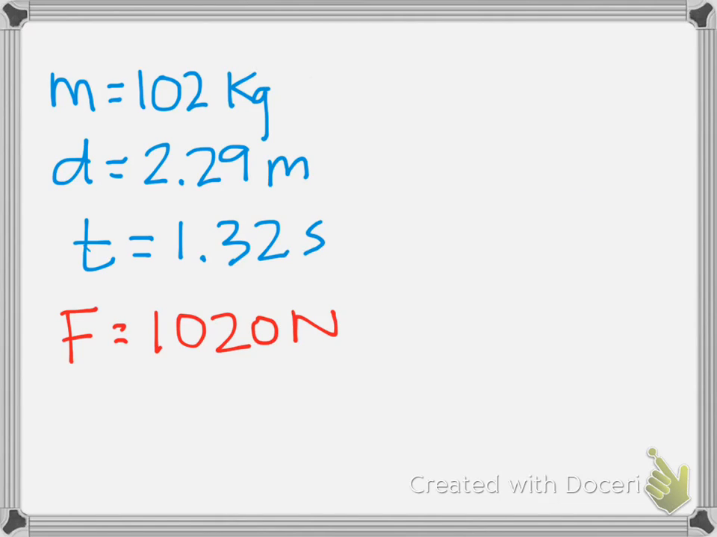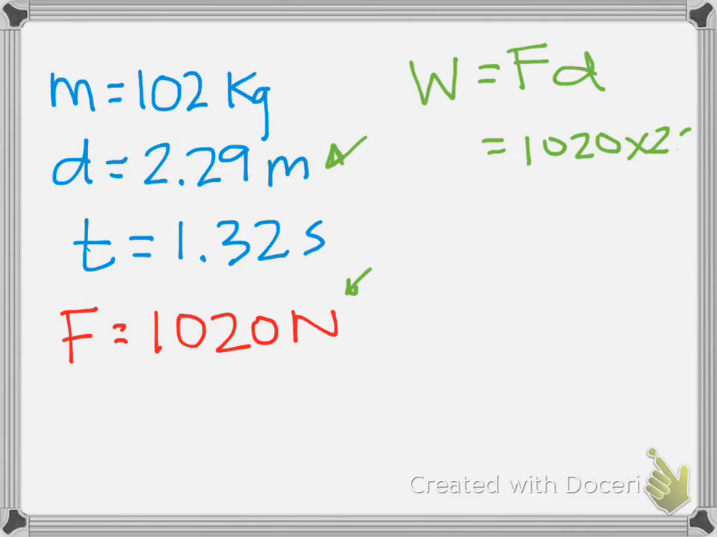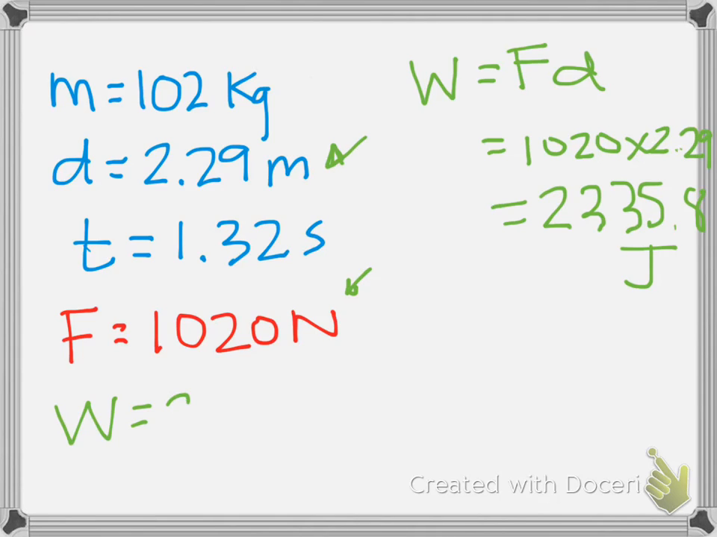The next thing that my students tell me to do is to find the work that is done. And so because I have force and distance, I can use the formula work equals force times distance. And I plug in my numbers, so 1,020 newtons times 2.29 meters. And I get an answer of 2,335.8 joules. So now I know the work.